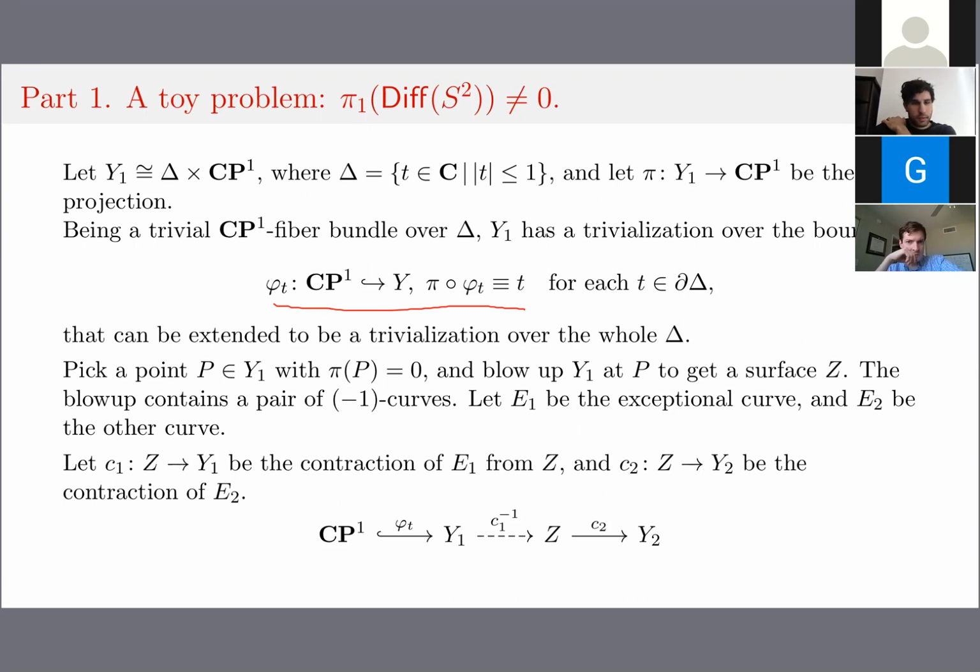Now we pick a point in Y1 at the central fiber and blow up Y1 at this point, and we get another surface called Z. And this surface contains a pair of -1 curves, exceptional curves. The first one is the exceptional divisor. We call it E1. And the second one is the strict transform, the proper transform, of the central fiber. Now, with these exceptional curves, we can associate contraction maps. The first contraction map, C1, contracts E1 and C2 contracts the other curve. So we have two maps from Z to Y1 and to Y2. So C2 is a map from Z to Y2.